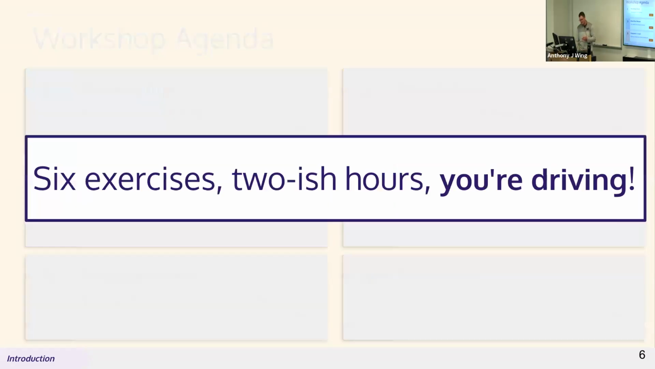All right? So my hope is there are 6 exercises here. We have just under 2 hours now, but you're going to be driving through most of it, right? So you're going to be doing a lot of this work. I'll be walking around helping you out, and then you'll really be working together too, all right?